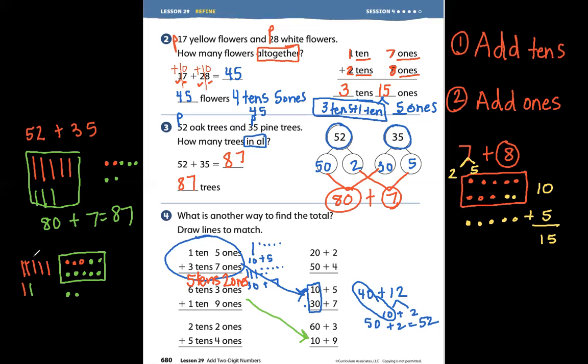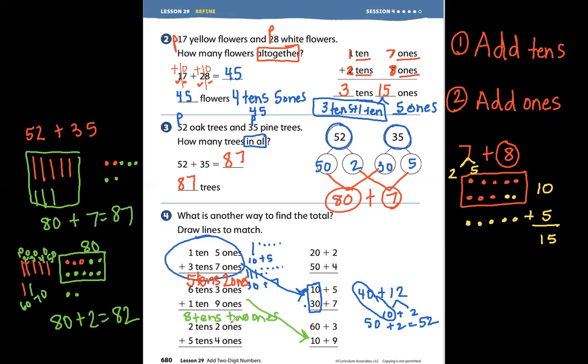Let's find the total. Let's count our tens. 10, 20, 30, 40, 50, 60, 70, 80. So I have 80 in tens plus 2 ones equals 82. So my total of 6 tens and 3 ones plus 1 ten and 9 ones is 8 tens and 2 ones.